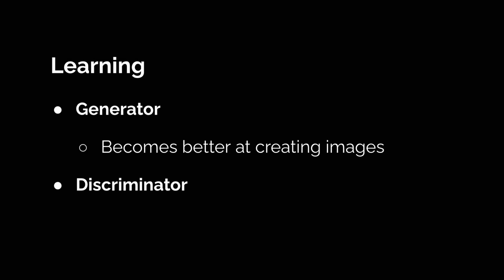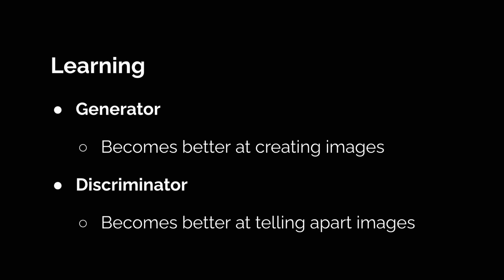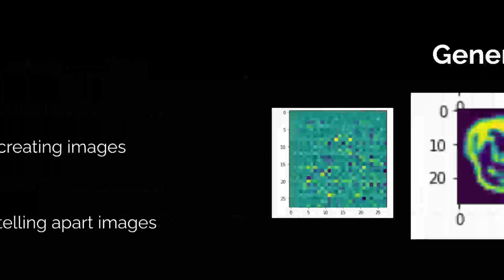Then what's the learning process of the discriminator, the second half of this neural network pair? Well, during its machine learning phase, during its training, the discriminator becomes better at telling apart images. It becomes better at finding the fakes from the reals, so discriminating between the two. And we're going to dive much deeper into the discriminator later on once we get there.